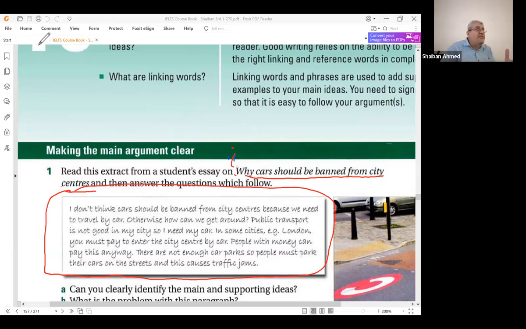Why? Because we have traffic jams. So some people suggest that cars should be banned from city centers. Banned means to ban cars, to stop, to prevent cars from getting into city centers.